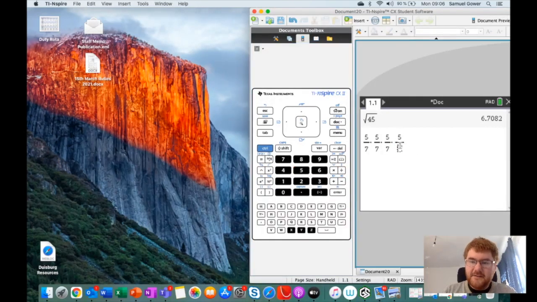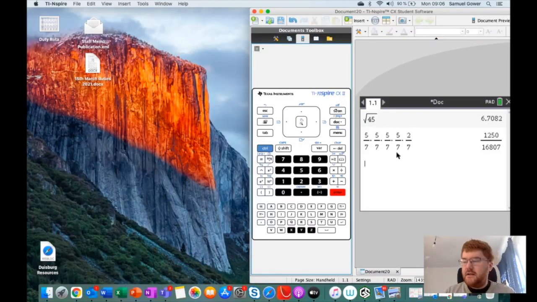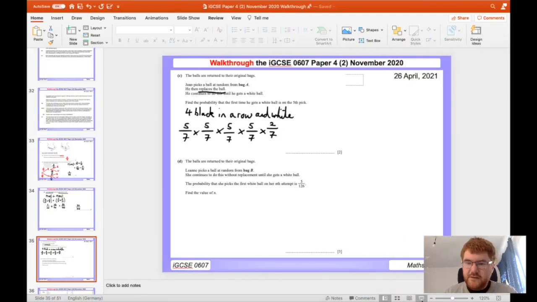5 over 7. Weird question, I haven't seen a question like this on iGCSE. And then 2 over 7. We get some horrible big fraction. There we are. 1,250 over 16,807. Again, 2-mark question.